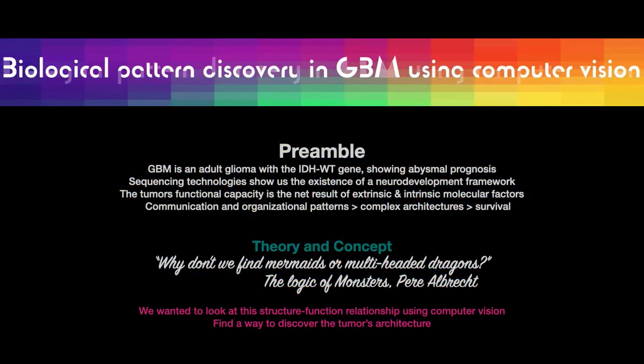Biological pattern discovery in GBM using computer vision. GBM is an adult glioma with the IDH wild type gene, and it shows abysmal prognosis. What I propose is that if you can understand the architecture of GBM, you can understand its function. It's influenced by this quote, which encapsulates the concept I'm trying to drive: why don't we find mermaids or multi-headed dragons? That is, structure-function is limited despite heterogeneity.